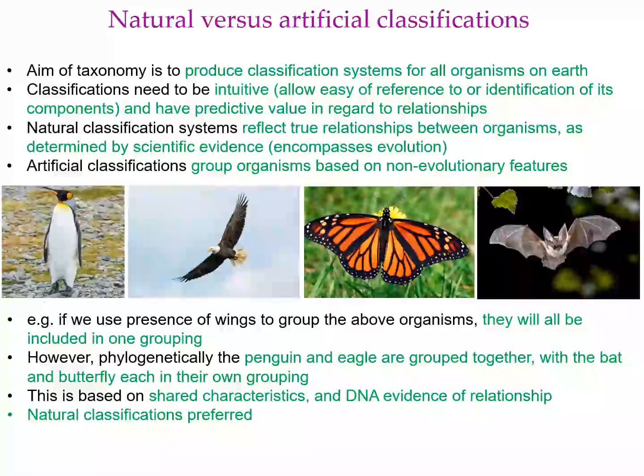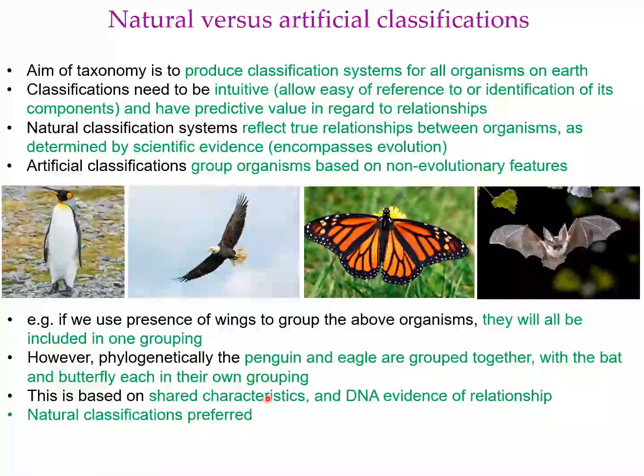So I've put an example here of 4 organisms, which we all know well. So, for example, we can classify these in many ways. If we, for example, use the presence of wings to group the organisms above, they will all be included in the same grouping. But we know that they are not related to each other, and that they are actually quite distinct groups within the animal classification.